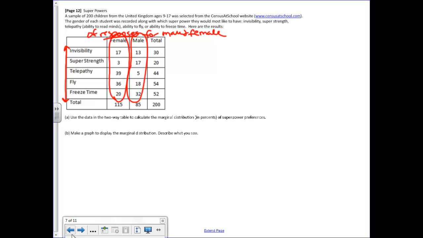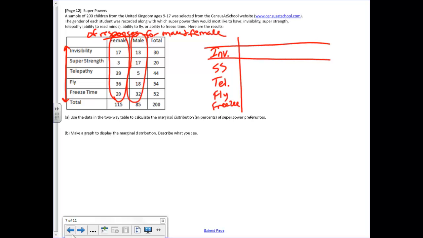And again, that shows you we're dividing up and down. So go in, recreate a table. If you abbreviate, that's great. We have invisibility, super strength, telepathy, fly, freeze time. And what's happening? We do one for female, and we also do one for male.